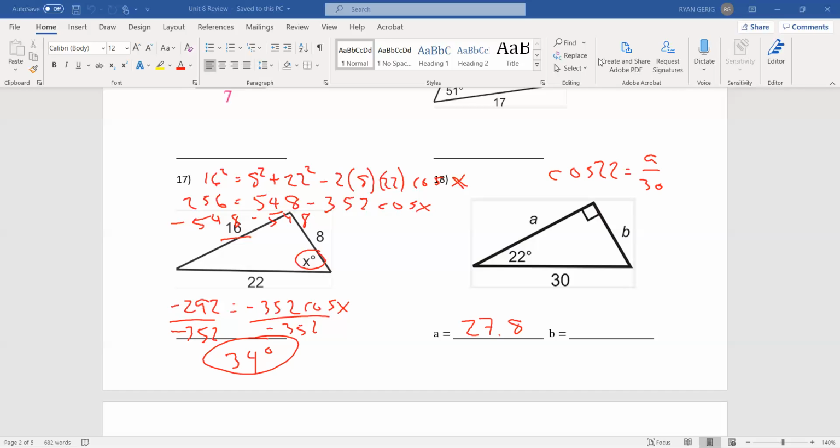Now to b. B is going to be the sine of 22 equals b over 30. Multiply both sides by 30. 30 sine 22 gives me 11.2. Okay, and that's the end of this video. Next page will be the next video.